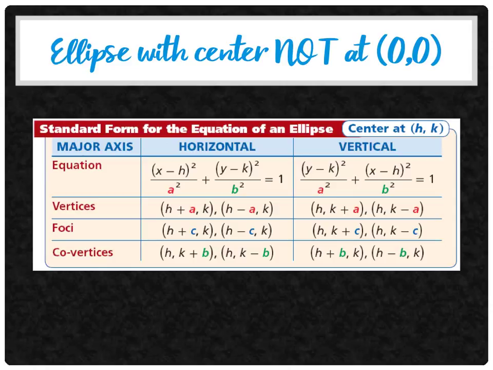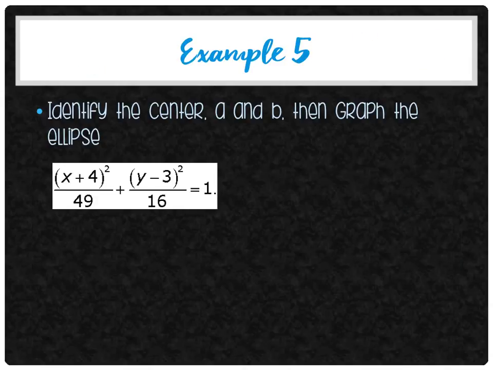Same thing here. So the h, k is your center. In your standard equation, you'll do x minus h squared over a squared plus y minus k squared over b squared equals 1. The difference is that now you're shifting your vertices and your foci and your co-vertices. So again, it's a little bit easier to see it than actually look at those formulas, but hopefully they help you a little bit. So this just says identify the center, the A and the B, and then graph the ellipse.